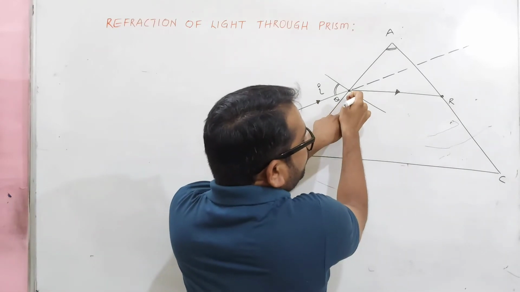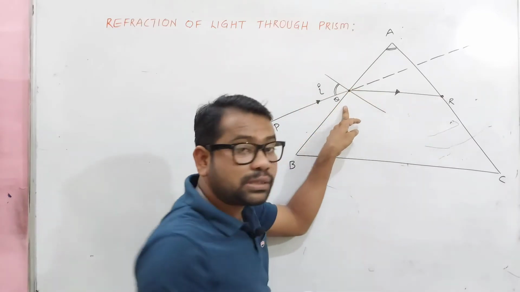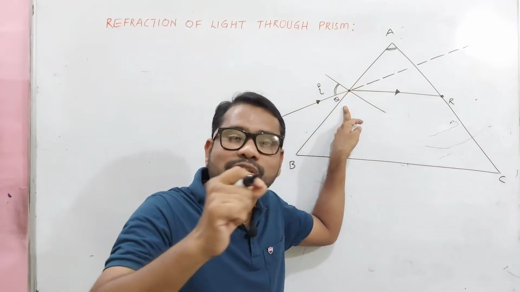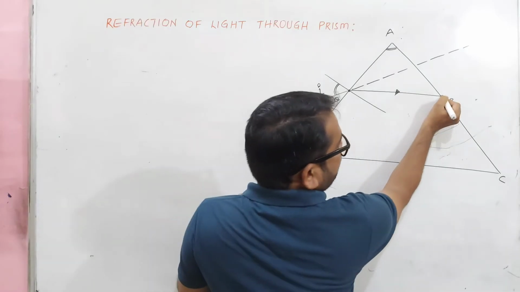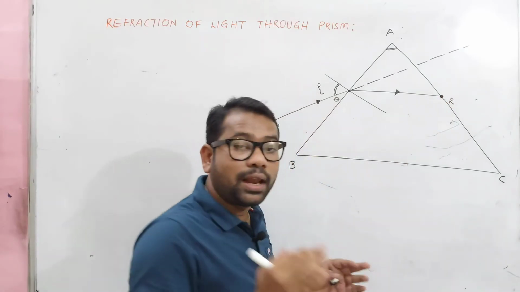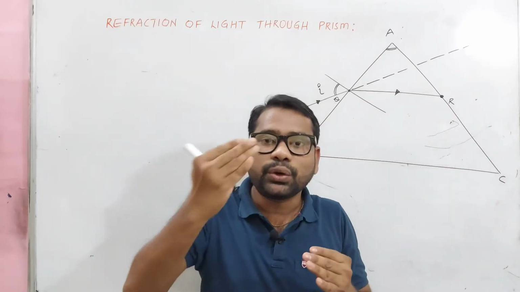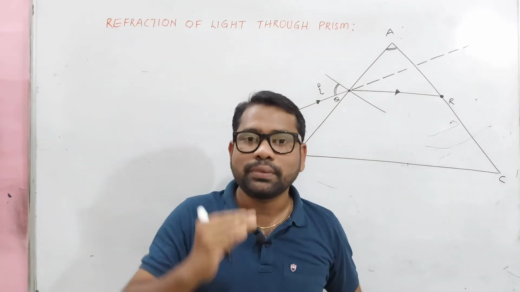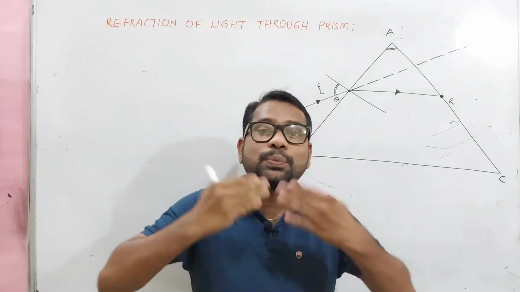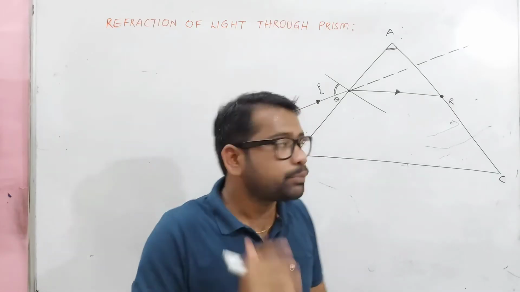Now, as long as it is passing through the prism, dear children, as the medium is the same, it can travel in a straight line path. But at this point called R, what is happening? Light is moving from denser to rarer, that is glass to air. Whenever light moves from denser to rarer, what happens? It speeds up, due to which it moves away from the normal.